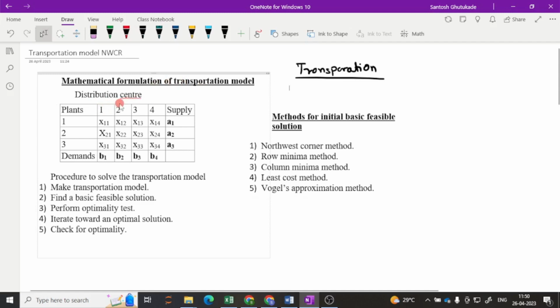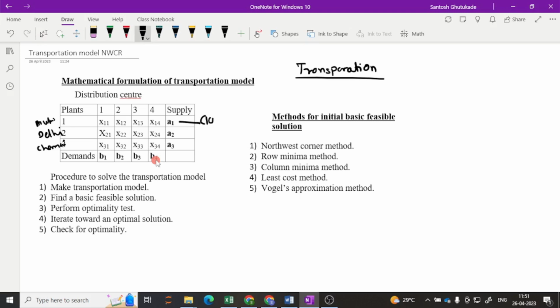Here we can say distribution center and demand. Now here plant 1, 2, 3. We will consider a plant, suppose, in Mumbai, another plant maybe in Delhi, and another plant maybe in Chennai. These are the plants, and here in Mumbai this is a supply, or we can produce, for example, 100 units in the Mumbai plant, in Delhi suppose 150 units, and in Chennai suppose 200 units.